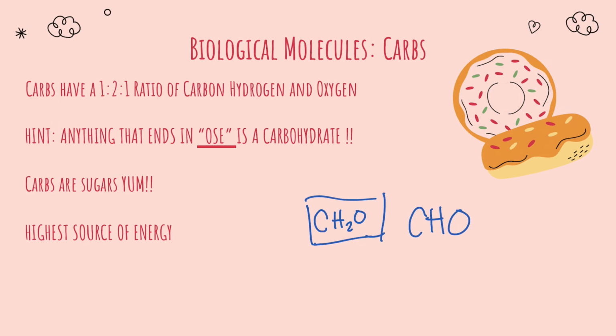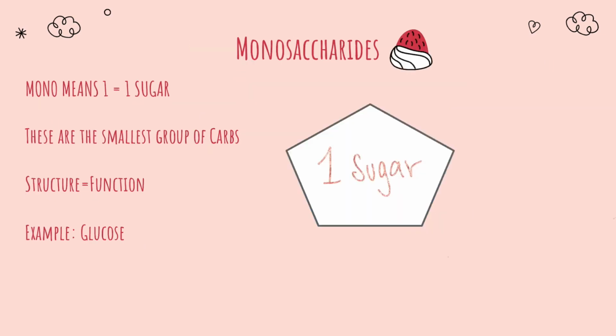A hint to know that it is a carbohydrate, or a hint to know that it is a sugar, is if it ends in ose, as I mentioned right here. Carbs are sugars, y'all. So anything that ends in ose is a sugar. Anything that ends in ose is a carb, because sugars and carbs are the same exact thing. We actually get most of our energy from carbs, so don't cut those out of your diet, even if everyone is telling you to, because you will feel like poop, I promise.